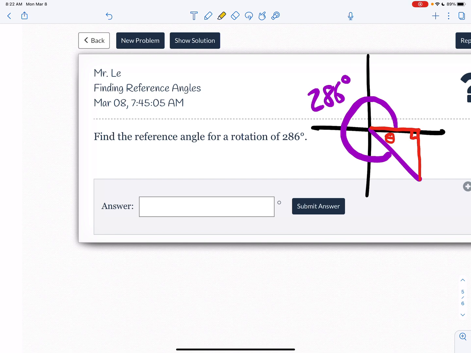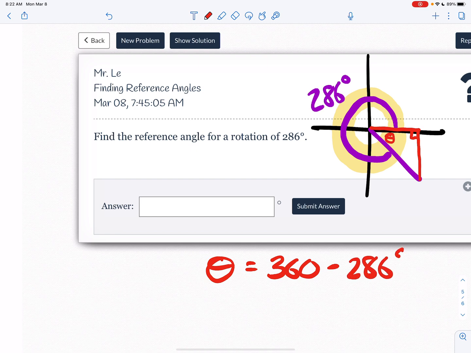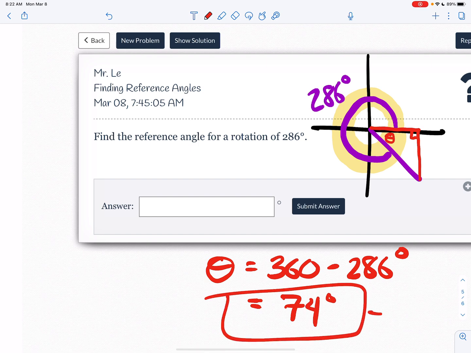Okay, here's what we do. I know that a full circle makes 360 degrees. So to get that theta, that red angle, that's really just 360, the full circle, take away all that purple. And then what does that give me? 74 degrees. That is my reference angle right there. Why reference angles are so important, we'll talk about that later. Your job is to just figure out what the reference angle is.